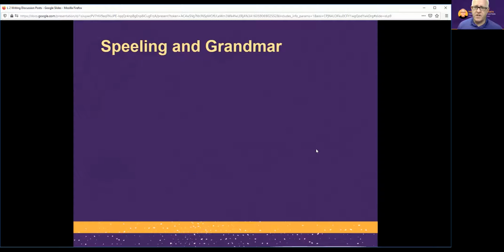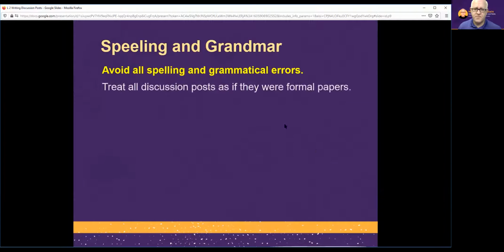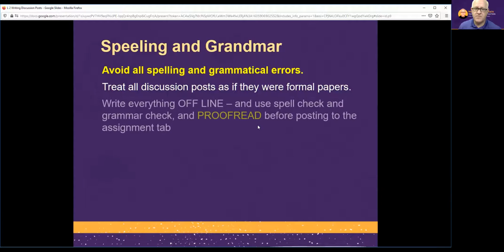Let's talk about spelling and grammar. You want to avoid all spelling and grammatical errors. At this point in time in your educational career, you should know how to use a dictionary and you should know about grammar. If you're not sure how to do it, make sure you write it offline first, have someone else proofread it. I want you to treat all your discussion posts as if they were formal papers. Everything needs to be perfect. It's not casual. It's not text speak. Write everything offline. Make sure you use spell check and grammar check and know how to use them. And proofread before posting it to the assignment tab.